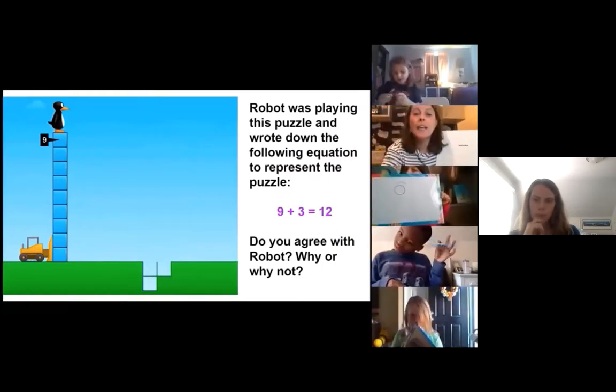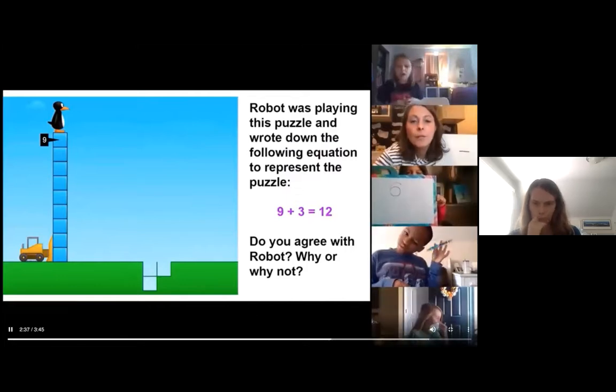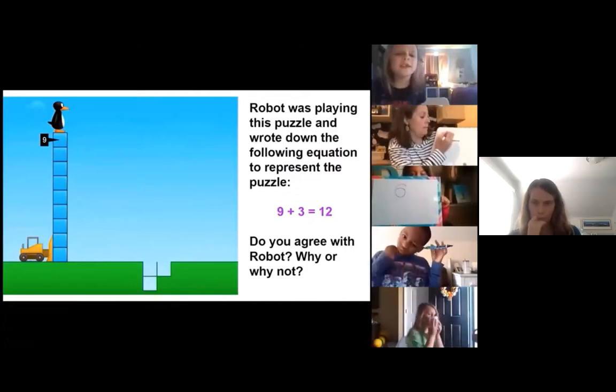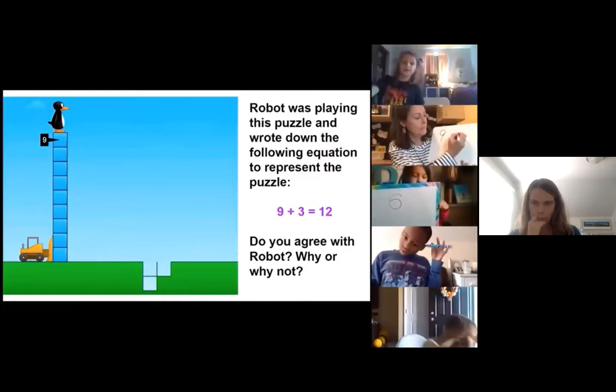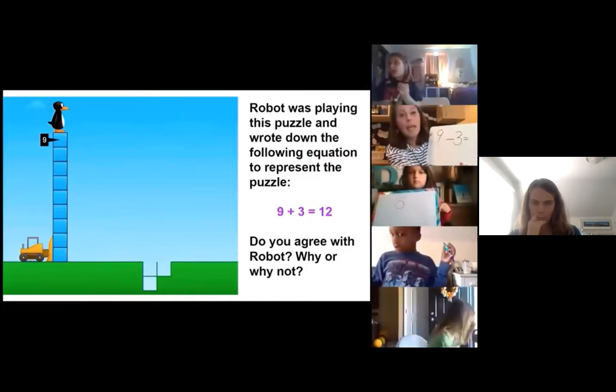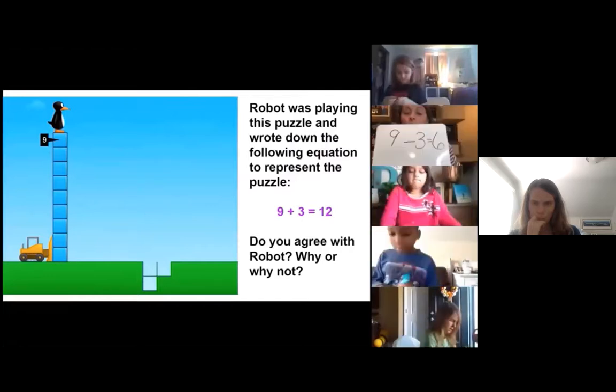So Maggie, how many blocks does Gigi start with? 9. 9. And she takes away 3. Yep. And how many are left? And 6 are left. Exactly. Good job, Hadley. You had that right.